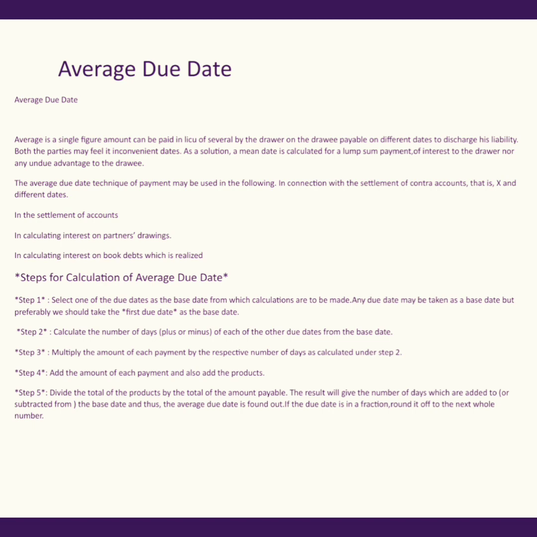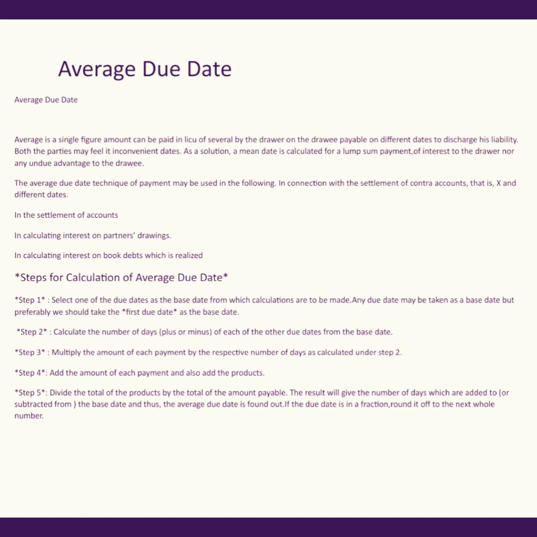Steps for calculating the average due date. Step 1. Select one of the due dates as the base date from which calculations are to be made. Any due date may be taken as the base date, but preferably we should take the first due date as the base date. Step 2. Calculate the number of days, plus or minus, of each of the other due dates from the base date.